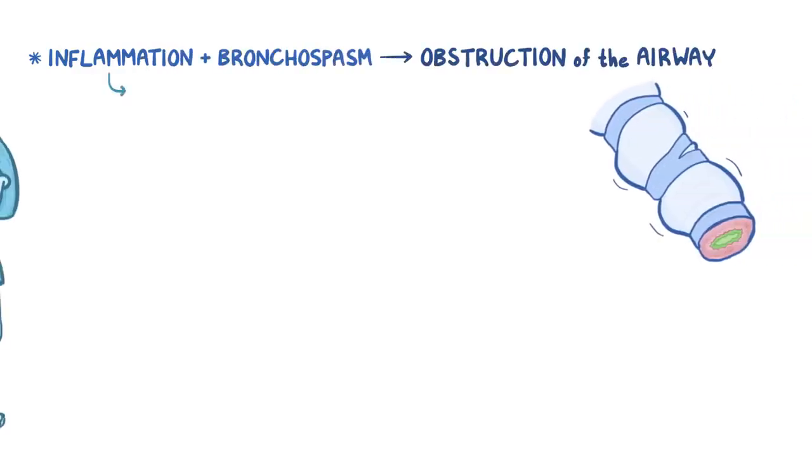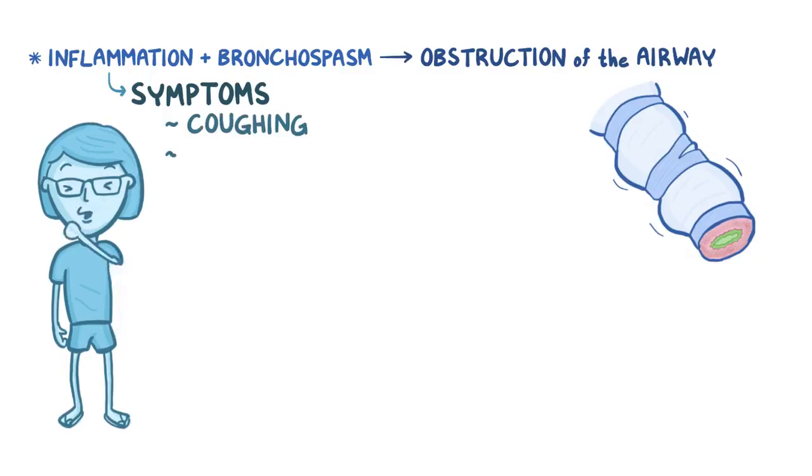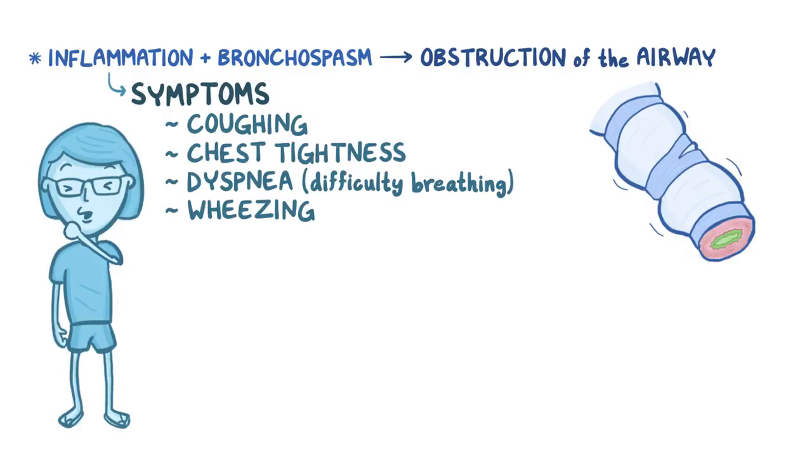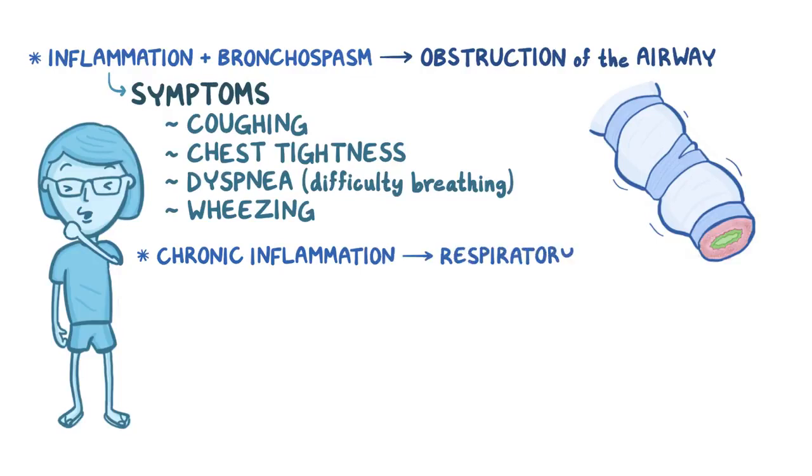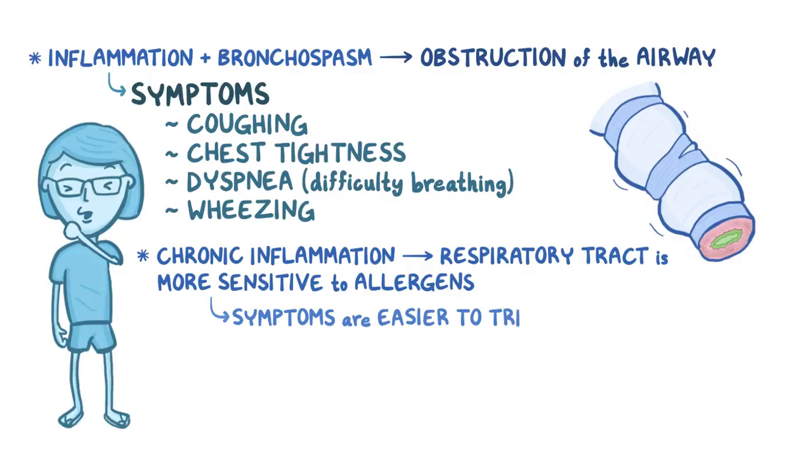The combination of inflammation and bronchospasm causes obstruction of the airway, which leads to symptoms like coughing, chest tightness, dyspnea, or difficulty breathing, and wheezing, which is a high-pitched whistling sound during exhalation. Chronic inflammation also makes the respiratory tract more sensitive to allergens, so these symptoms become easier to trigger.